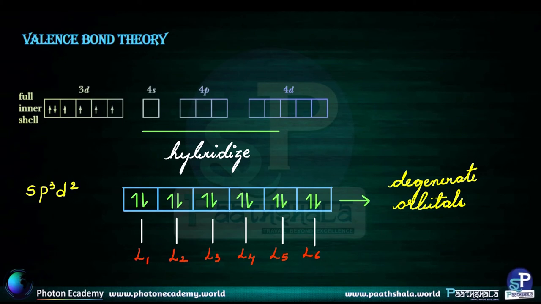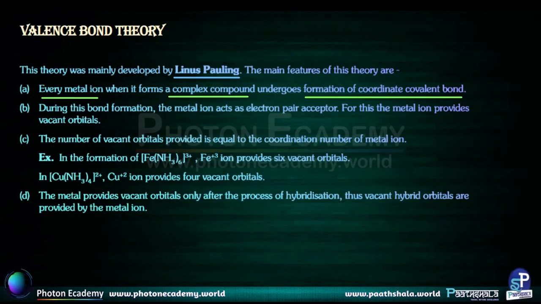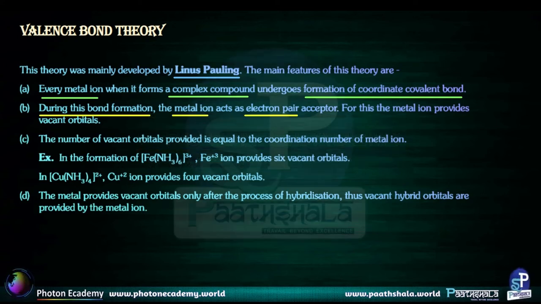In here, we have seen that coordinate covalent bonds have been formed between the sp3d2 hybrid orbitals of the metal ion and the ligands. During this bond formation, the metal ion acts as an electron pair acceptor. For this, the metal ion provides vacant orbitals.